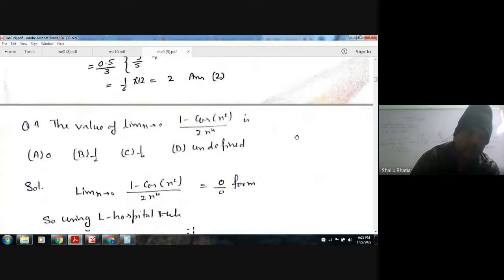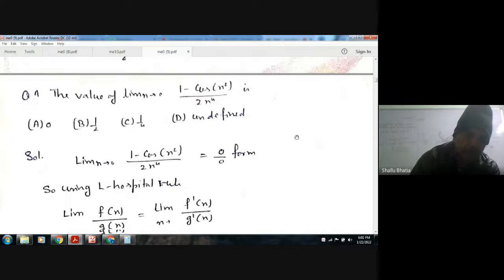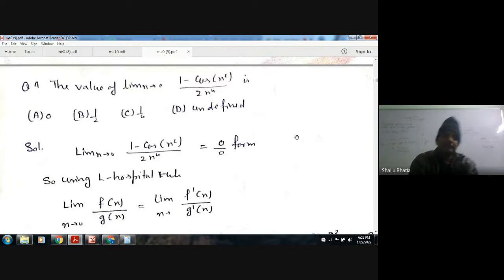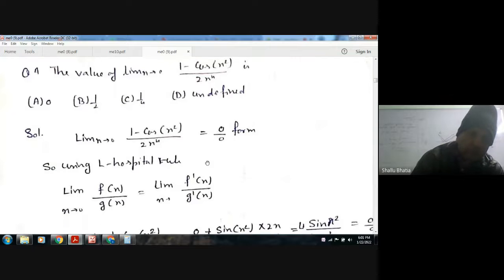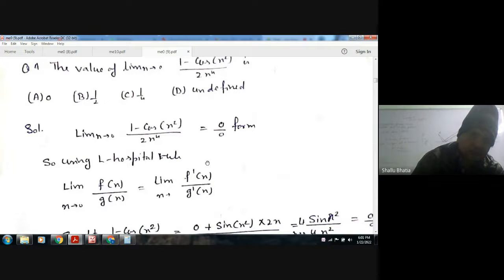Next, the value of the limit as x tends to 0 of (1 minus cos x²) divided by 2x⁴ is: option A 0, option B 1 by 2, option C 1 by 4, option D undefined. So limit x tends to 0, (1 minus cos x²) divided by 2x⁴. If we put x equal to 0, here it is 1, here it is 1, and the denominator is 0. So it is 0 by 0 form.